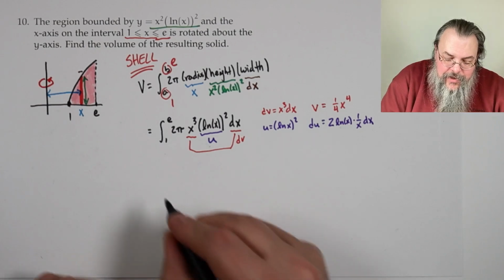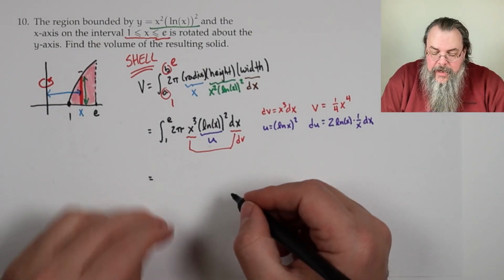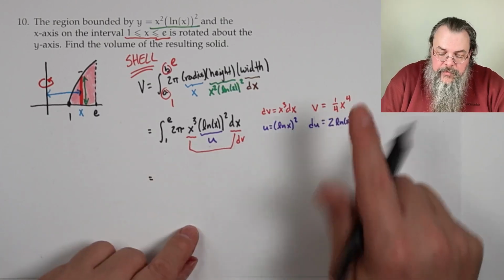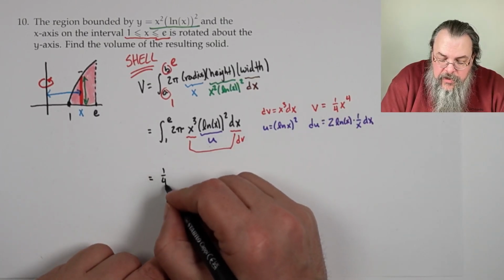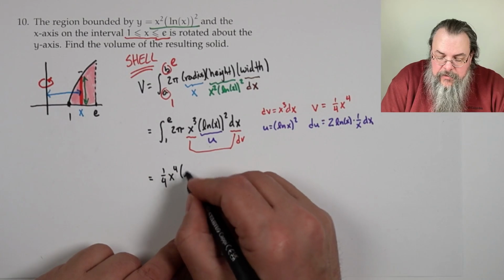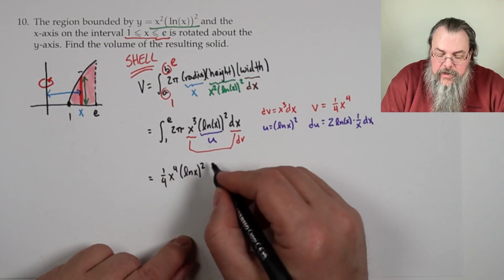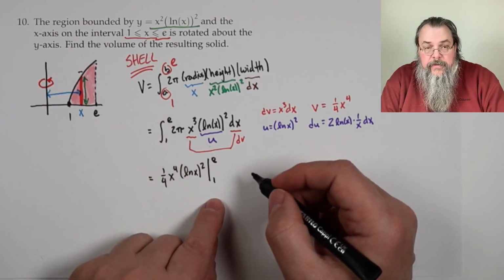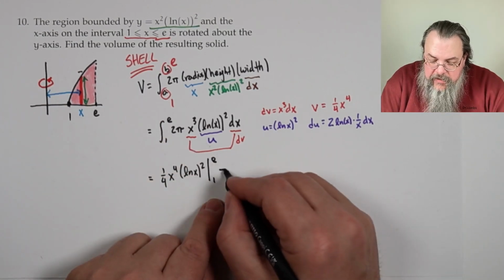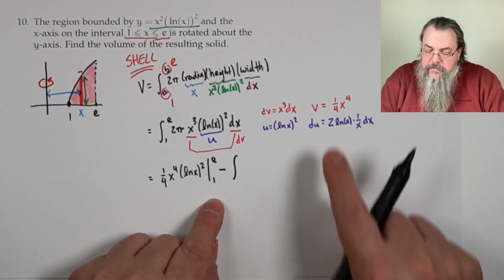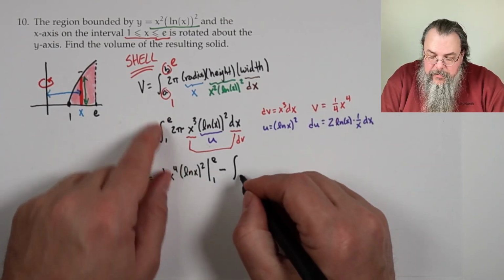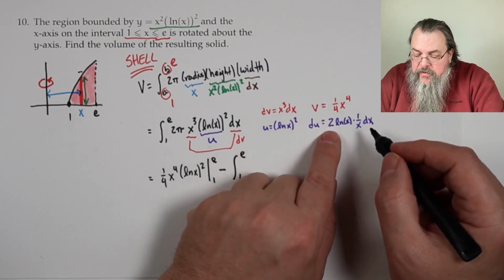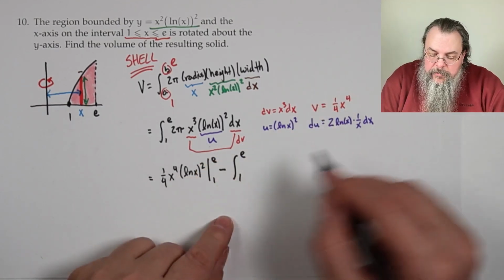All right, so now with all of that, we can update. Actually, it's not the integral yet. We're going to do our uv: 1/4 x to the 4th times natural log of x quantity squared, evaluated from 1 to e. It's a definite integral, so we've got to do evaluation. Minus the integral of v du. The bounds, by the way, are still the same, 1 to e. So let's see, what can we do? We'll just multiply them here. So we have a 1/4 times 2 makes a 1/2.